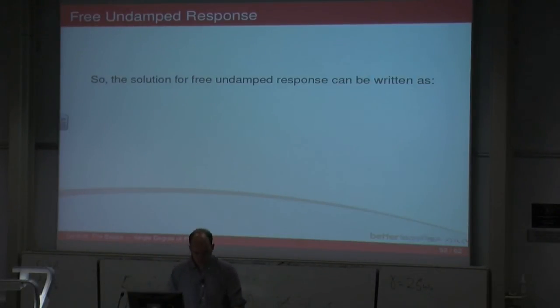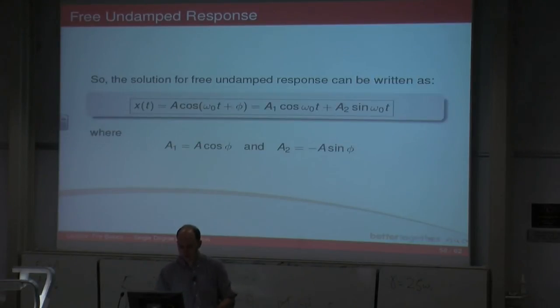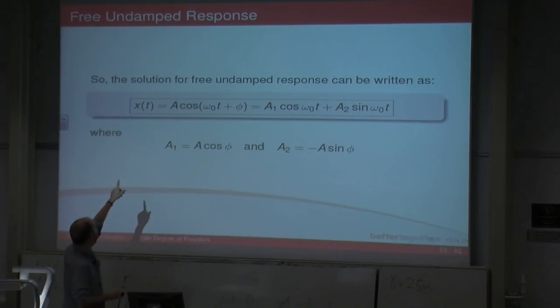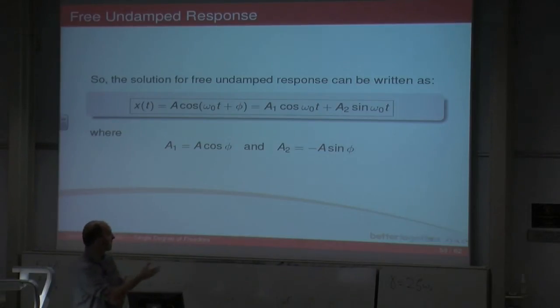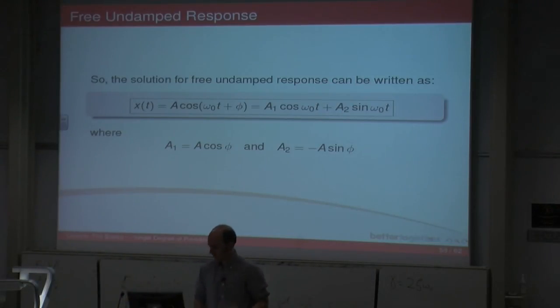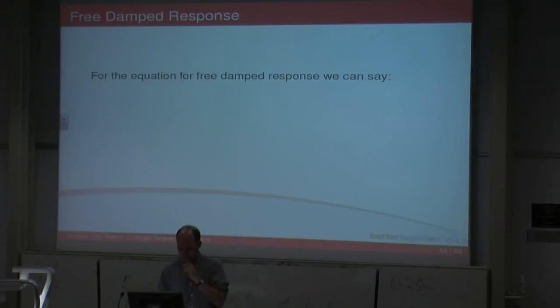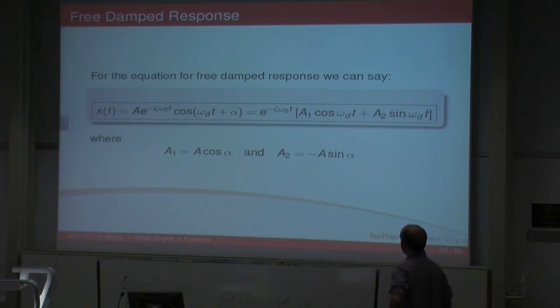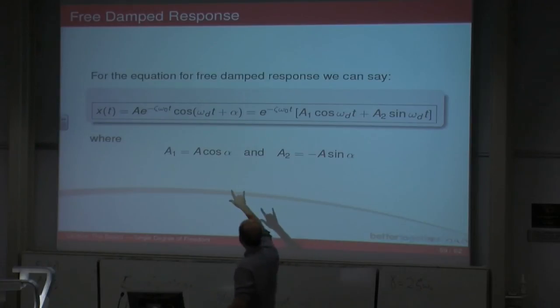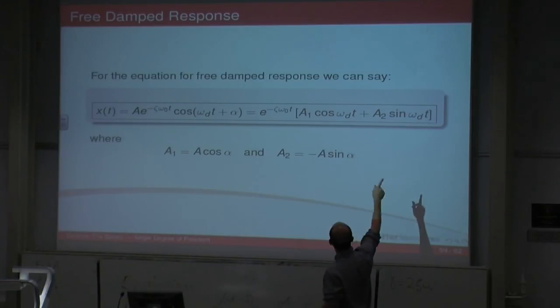And so, obviously you can put that form into the undamped response. x(t), this is undamped, so there's no exponential term. A cosine omega t plus phi is A1 cosine omega naught t plus A2 sine omega naught t, where A1 is A cosine phi and A2 is minus A sine phi. Free damped response, so there's our damping term, the decaying exponential. Again, you can separate out the omega d t plus alpha, A cosine alpha minus sine alpha, and you end up with that term there.